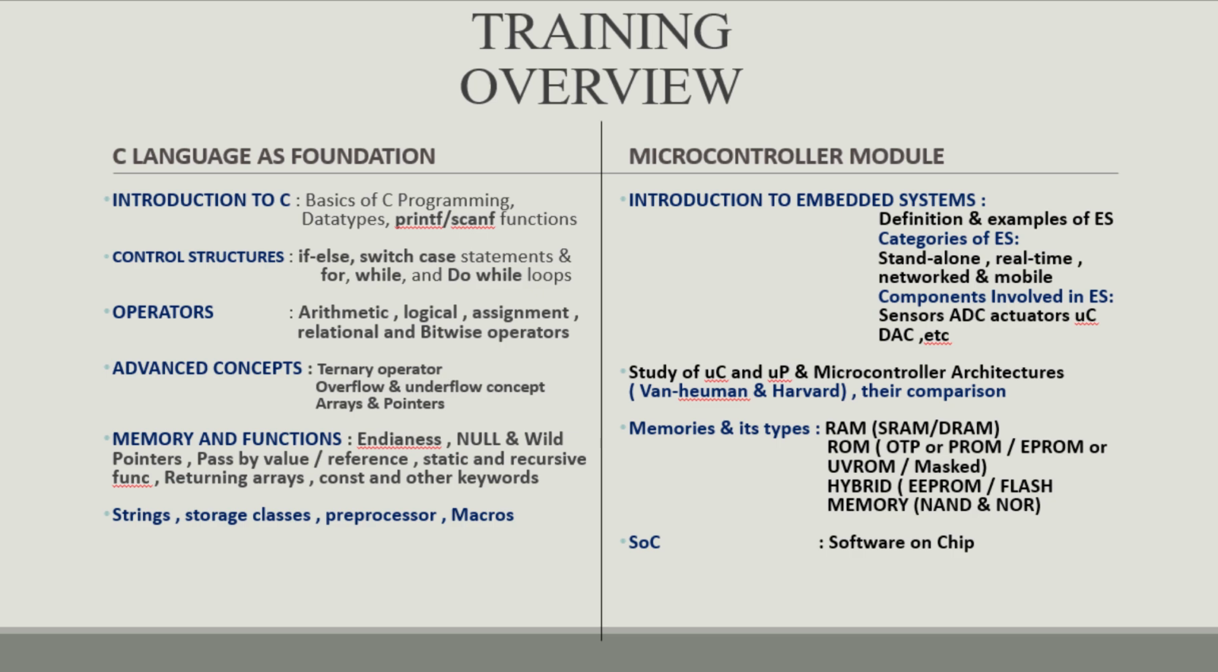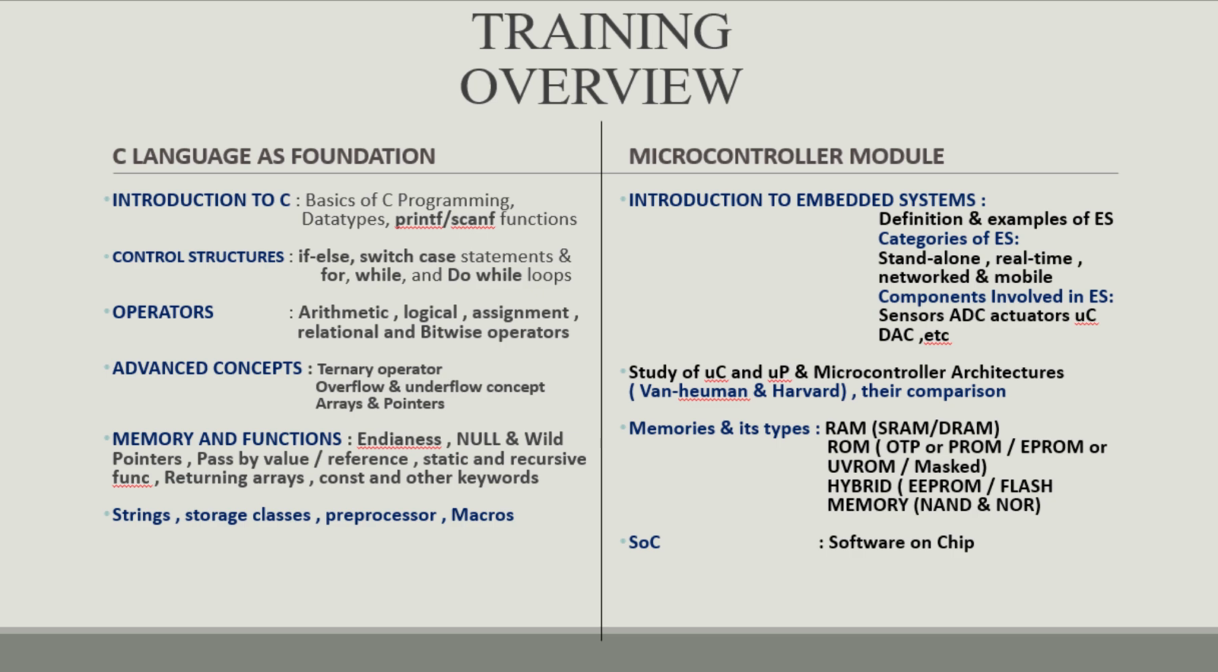Along with this, the advanced concepts such as ternary operators, the concept of overflow and underflow, what is an array, what is a pointer, how to return an array, how to handle the null and void pointers, how to pass a variable by reference or by value, how memory is allocated to different variables depending upon the data type, what is a static variable in C, what are recursive functions, what are the constants used in C, and the other keywords. Along with all this, the advanced concepts such as strings, storage classes, preprocessor, and macros were discussed and taught in the first week of the training phase.